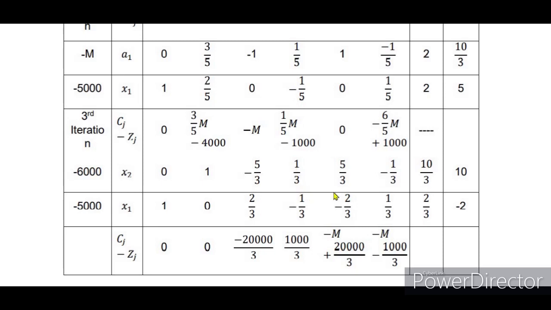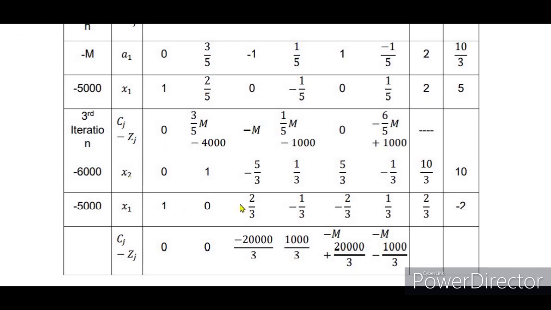Okay, so 10 over 3 divided by 1 thirds, because it is the element under x sub 4. So 10 over 3 divided by 1 thirds is equal to 10. Next, 2 thirds divided by negative 1 thirds is equal to negative 2. Okay? So now, we will select positive 10, because we will not select negative, for it is infeasible. Okay, so we will select the x sub 2 row, because it has the smallest positive value. We will not select negative.